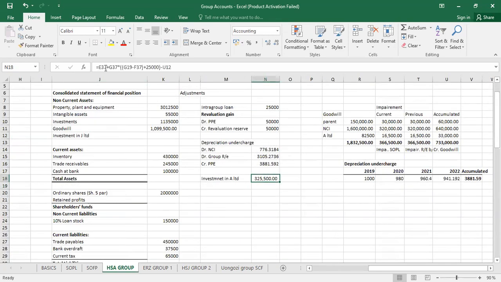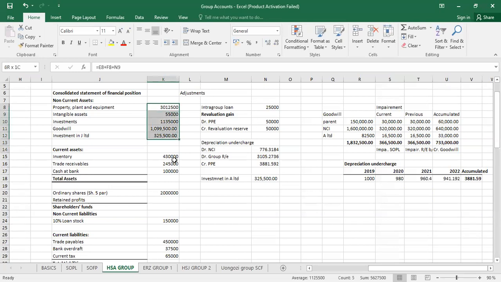So this one is the cost, E37. This one is the share of 0.3. Then this one is the post-acquisition profits, isn't it? The current minus pre-acquisition. Then this one is the 25 revaluation, the reserves, isn't it? Minus impairment. Isn't it? So this one will go here directly, equal there, that way. Then we can finish on non-current assets, isn't it?